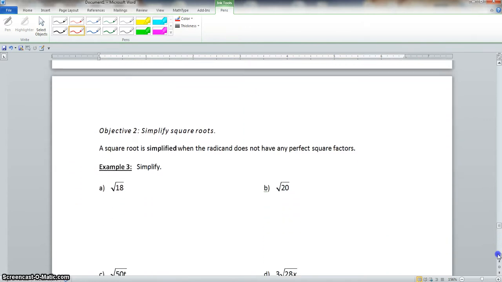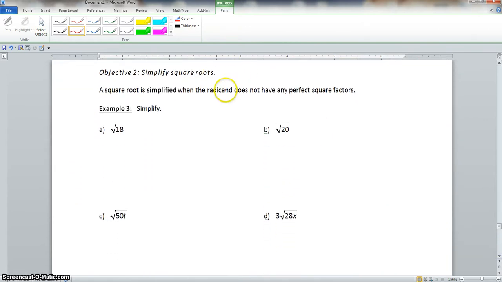Now we go to objective 2. A square root is simplified when the radicand does not have any perfect square factors. Simplify the square root of 18. Now we know 18 is not a perfect square, but we do have perfect square factors in 18.